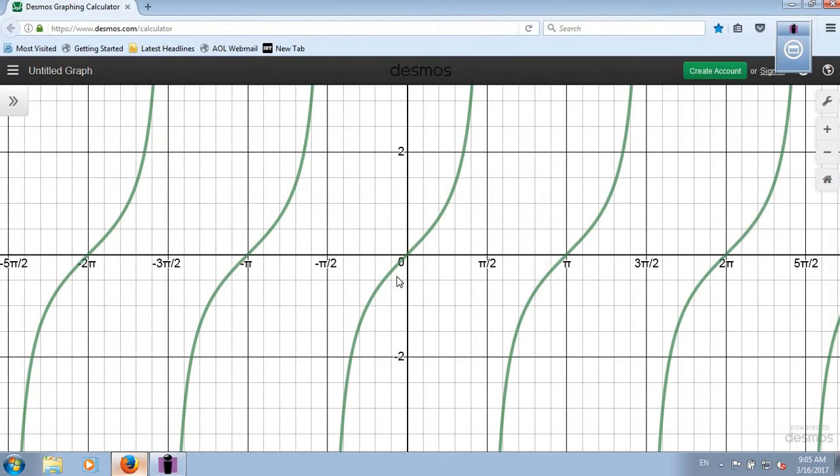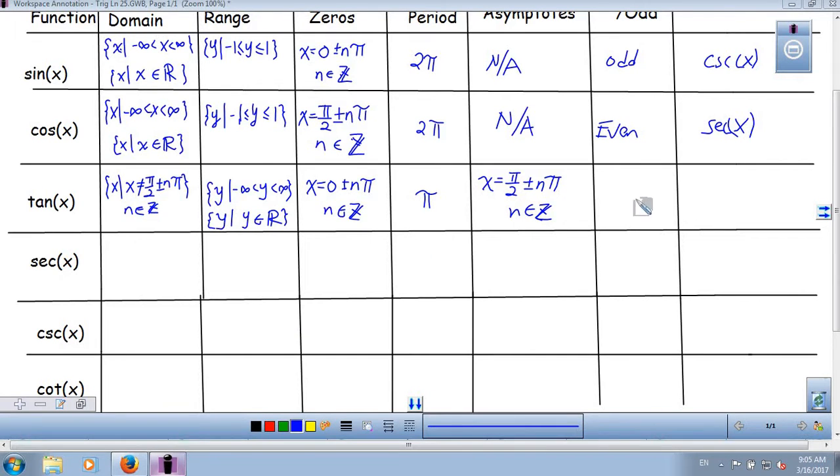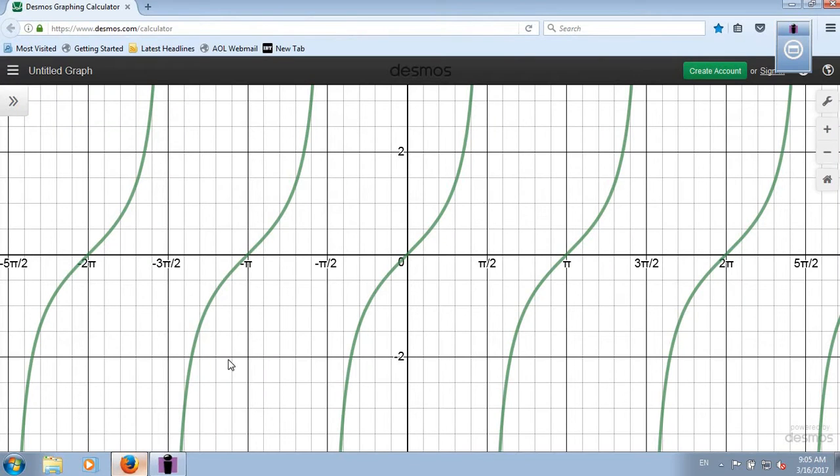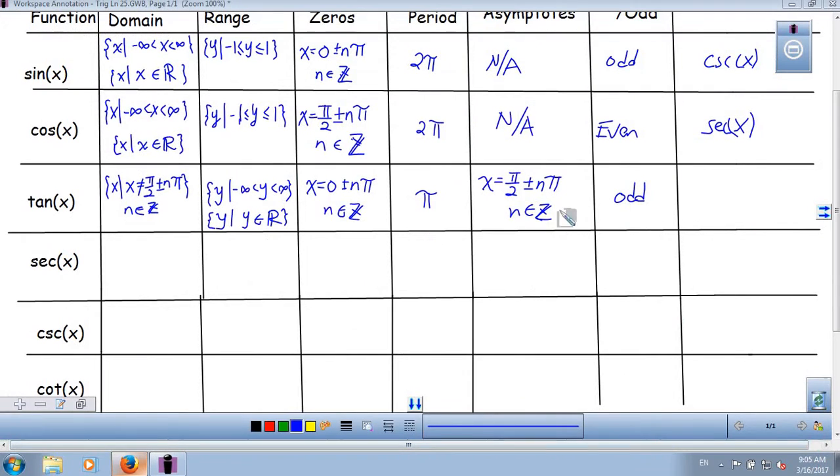If you look at the picture here, you can see that from negative pi over 2 to pi over 2, that completes one cycle. So that is 1 pi, right? And then starting from pi over 2, it does it again. It completes another cycle in a period of pi. And it is odd, okay? It is an odd function, as you can see. It reflects across the y-axis and the x-axis. So if it reflects across both axes, it's odd. So the reciprocal is cotangent x.